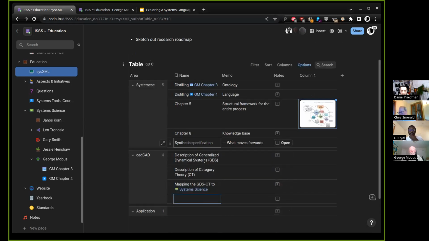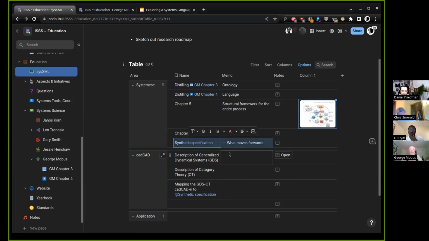Then we map GDS, CT, CAD-CAD, RI. That's the reference implementation for non-CAD-CAD people. They were at 0.4, and they were doing some breaking changes over multiple years, though still using it in high reliability settings. But now they've basically coalesced on a real reference implementation. We map their reference implementation to basically the draft reference implementation of the system's language.